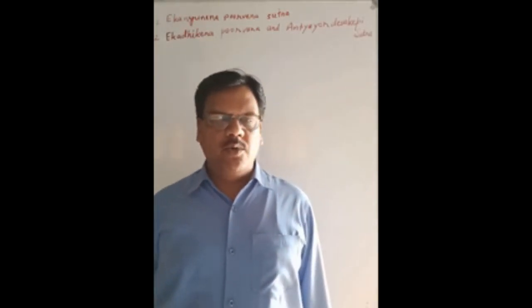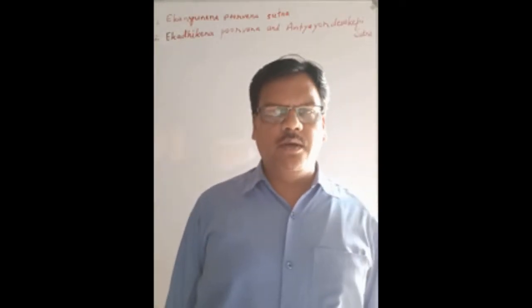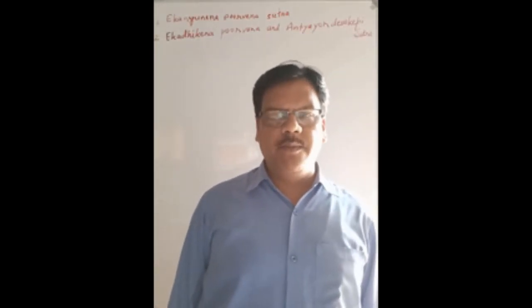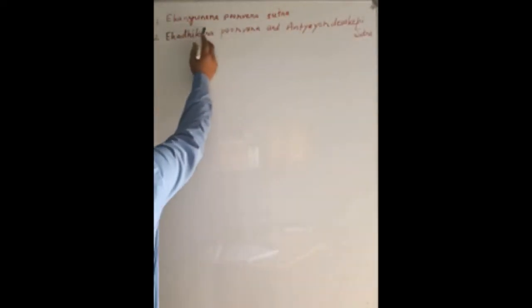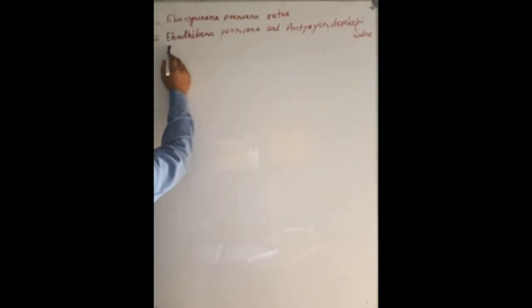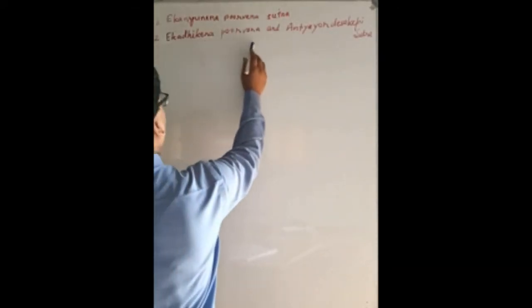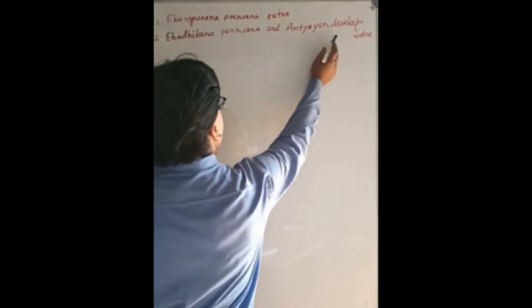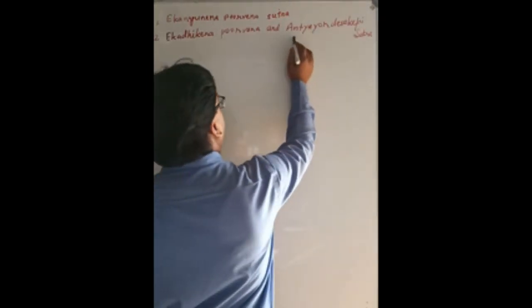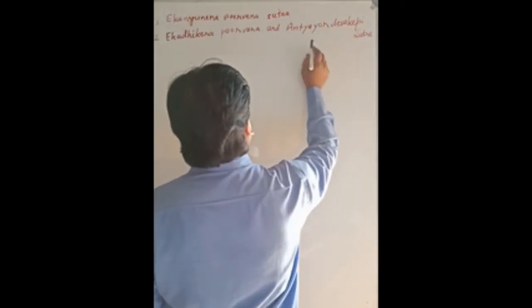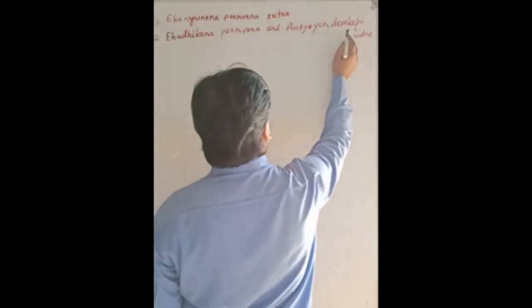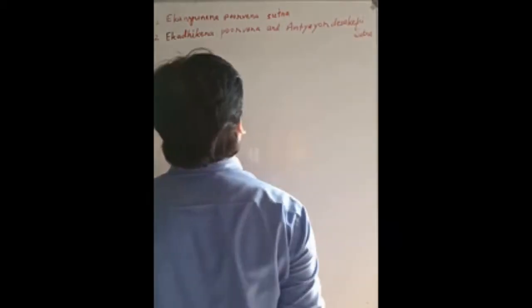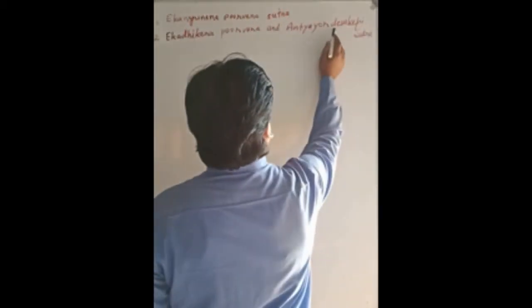Today I am going to explain two formulas of Vedic mathematics. First, Eka Nyunena Purvena Sutra, and second formula, Ekadhikena Purvena and Antyayor Dashakepi. In your book, the spelling of Antyayor Dashakepi is wrong. The correct spelling is Antyayordashakepi.